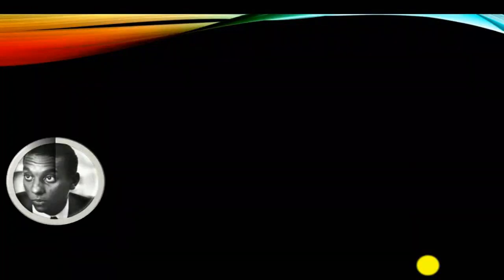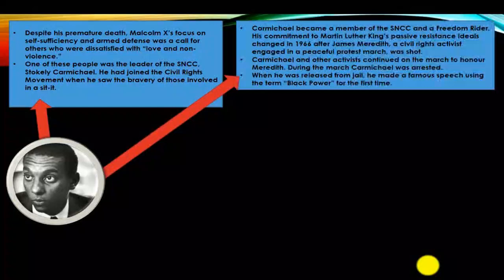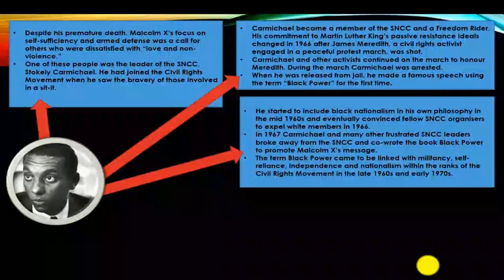Okay, Stokely Carmichael, and we also looked at him in the last one. So he joined the civil rights movement during the sit-in, and then he was a member of the SNCC and a freedom rider. Later on, when he was arrested during the march and released from jail, he made the speech in which he used the term Black Power.